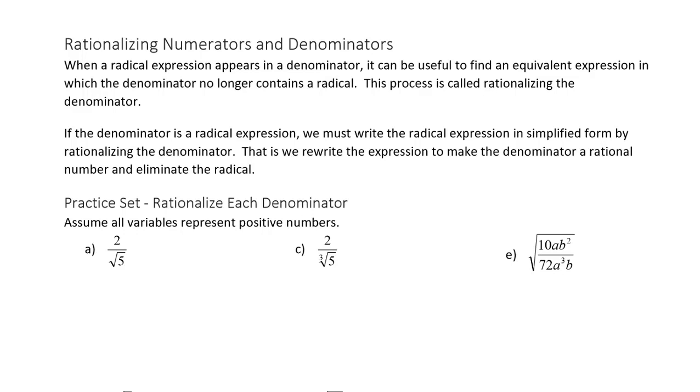Have you realized that this is important? Yes. That is, we rewrite the expression to make the denominator a rational number and eliminate the radical. So basically, to rationalize a denominator, you get rid of the radical in the denominator. To rationalize a numerator, you get rid of the radical in the numerator. And there's a way to do this quite simply. You just have to figure out what you're missing to get there. So let's look at these examples.